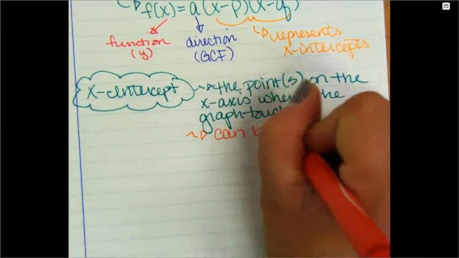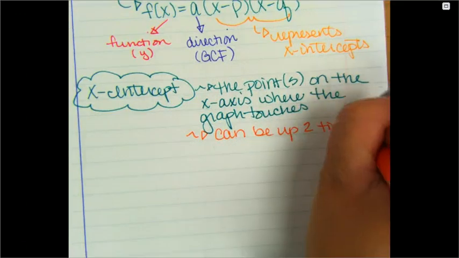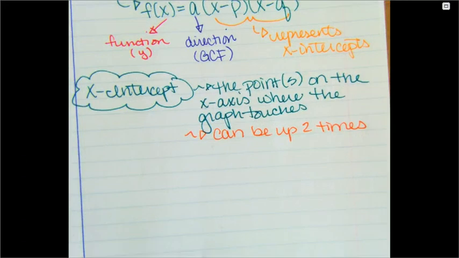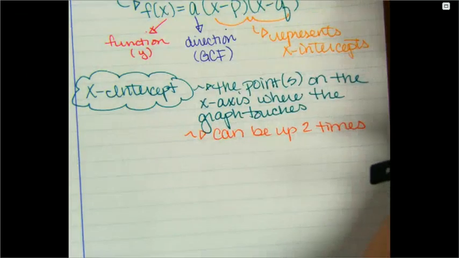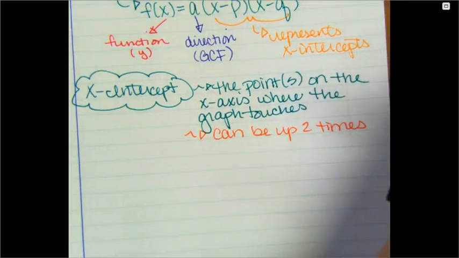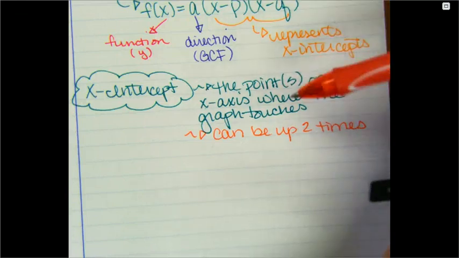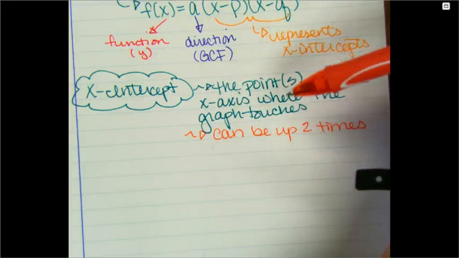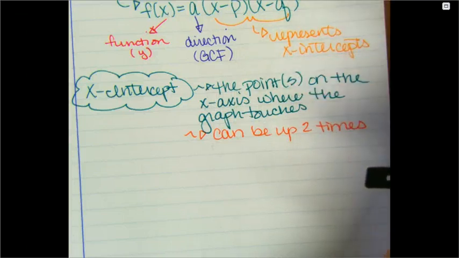It can be up to 2 times. In other words, I can touch the x-axis 1 time, no times, or 2 times. I don't even have to touch the x-axis. That's 0 times. It can be 0, 1, or 2, but cannot be greater than 2. Why? Because your power is squared. So since we have squared, you only can touch it 2 times max. Can't touch it more than that. But it can be up to 2 times. In other words, it doesn't have to touch it at all.